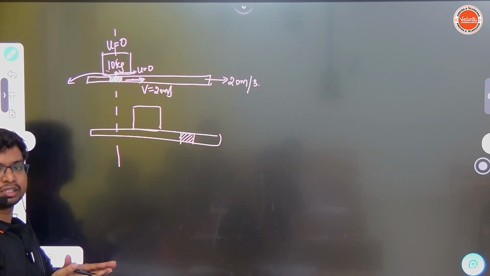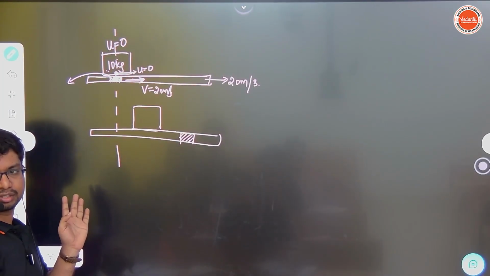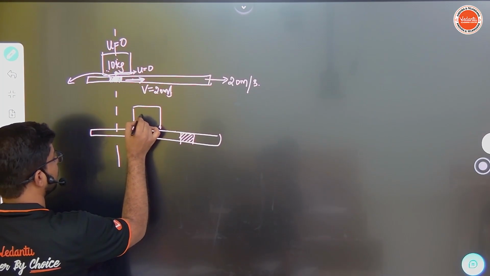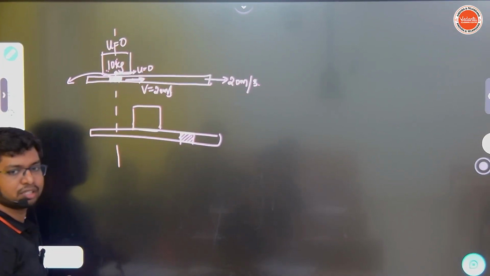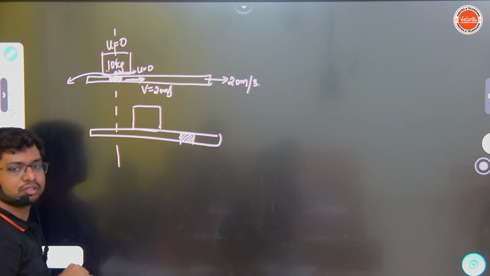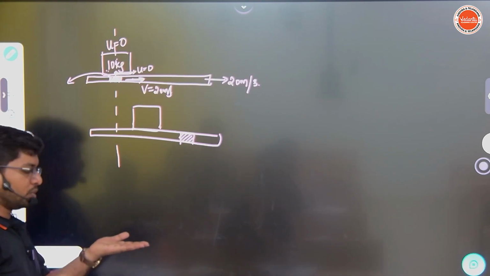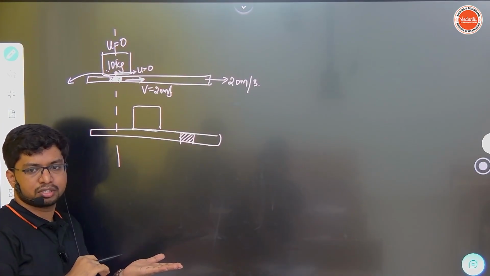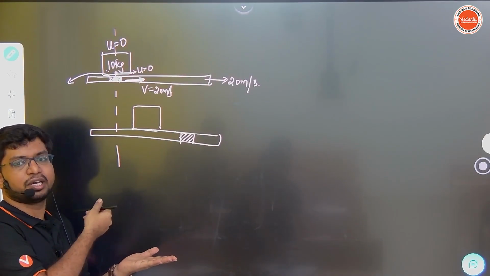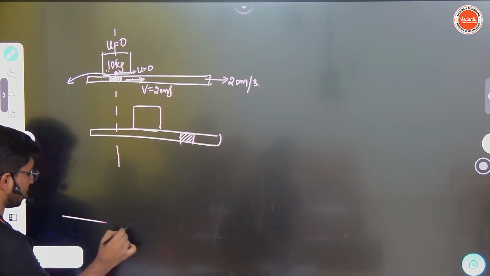If relative slipping is there, then what kind of friction will act? Kinetic friction will act. Clear? On the block, kinetic friction will act. In what direction will the friction act here? With respect to the belt, what is the velocity of the block? Backward. Understood?